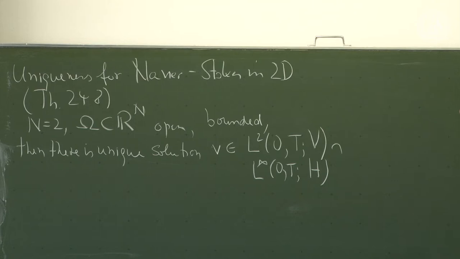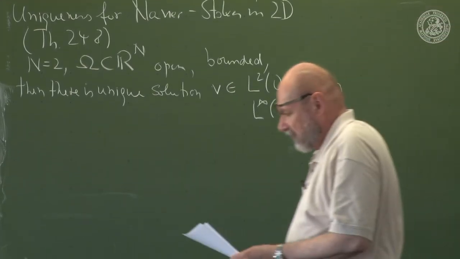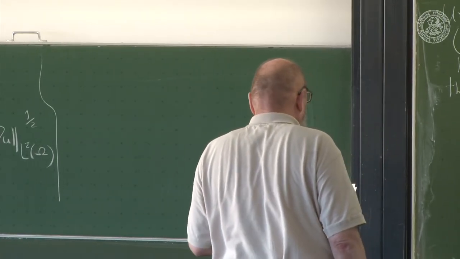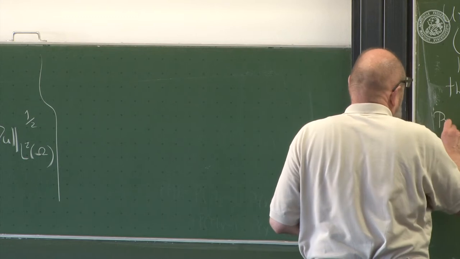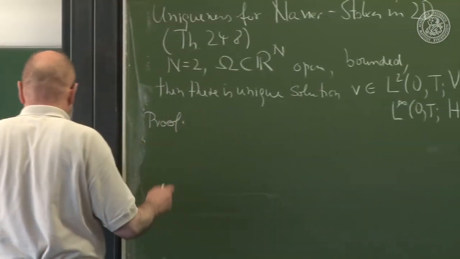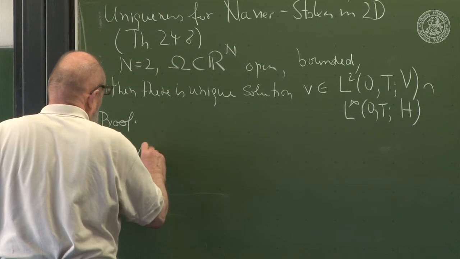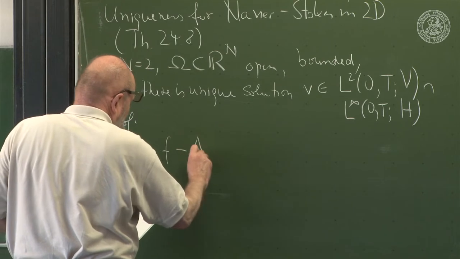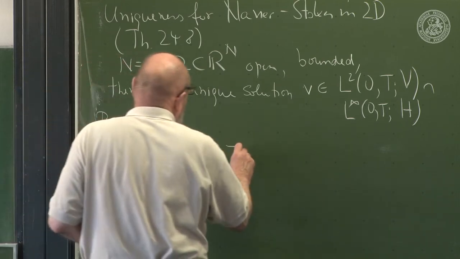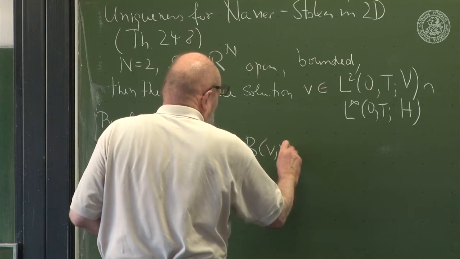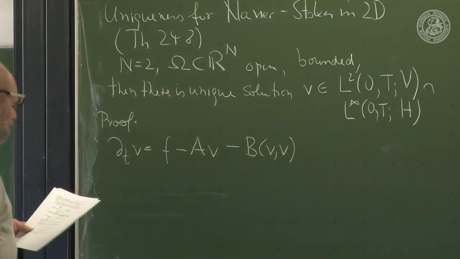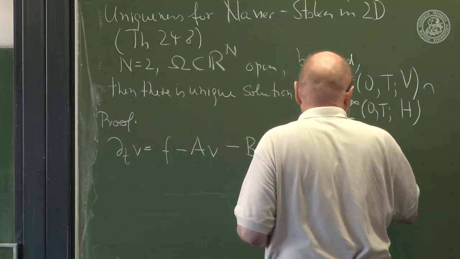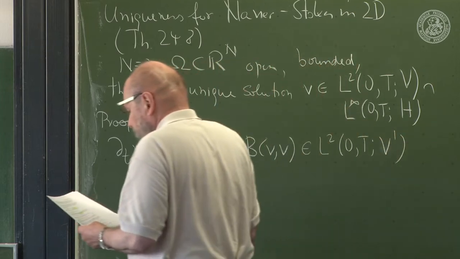So let's start with this proof and let's see what we still would need so that we could do this proof. So abstractly written, a solution is a solution of the equation. So we have the time derivative and all the rest we put to the right-hand side. So we have the source term, we have the linear part, and then we have the nonlinear part, which of course requires our attention, B(v,v). And this can be interpreted as an equation in L2(0,T;V').